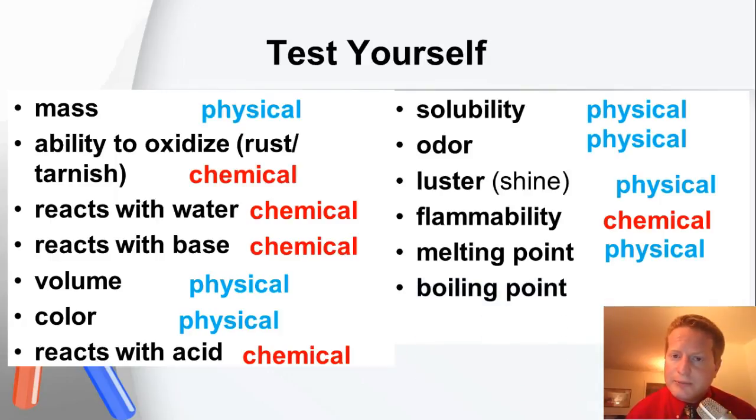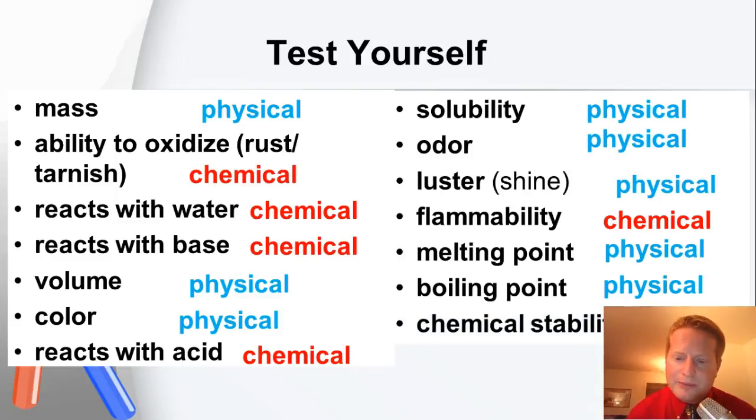And boiling point, same principle. If we boil water, it's still H2O, and so the temperature at which it boils is a physical property. We didn't change water in order to figure out that property. And whether it's stable chemically, well, that's a chemical property.